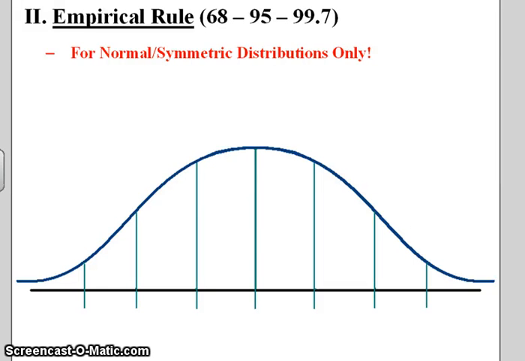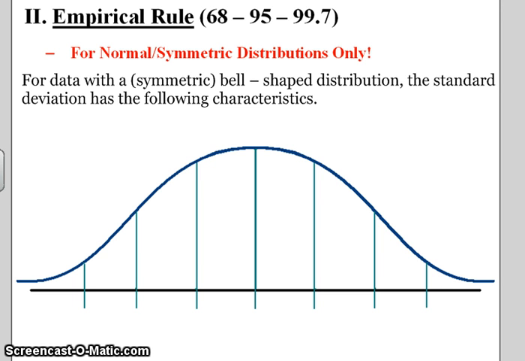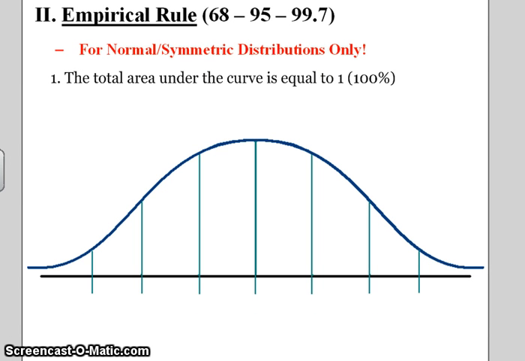Now we will talk about our empirical rule, or the 68, 95, 99.7 rule. This rule only applies for normal symmetric distributions. For data with a symmetric, bell-shaped distribution, the standard deviation has the following characteristics. The total area under the curve is equal to 1, or 100%.